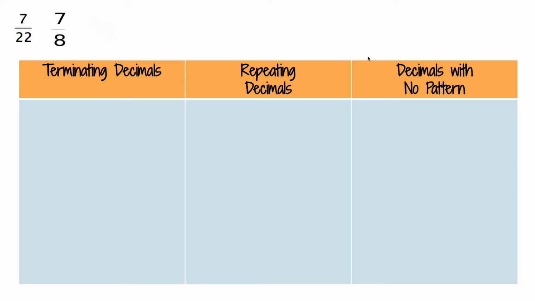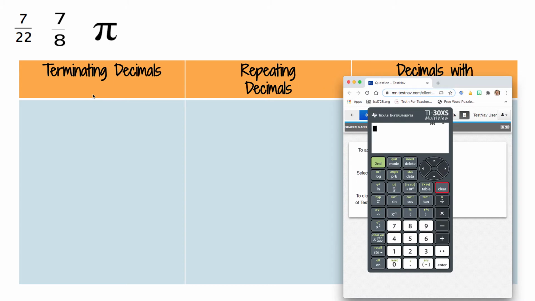So here are the first three values. I want to go to this third one right here. I want to change this to a decimal so that I can place it in one of the according columns. Using your calculator, this is a letter of the Greek alphabet. We refer to that letter as pi. It is what a lot of mathematicians have worked with. It's so popular that our calculator has a key just for it.